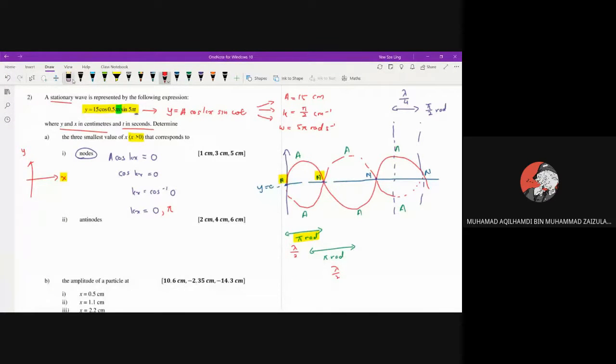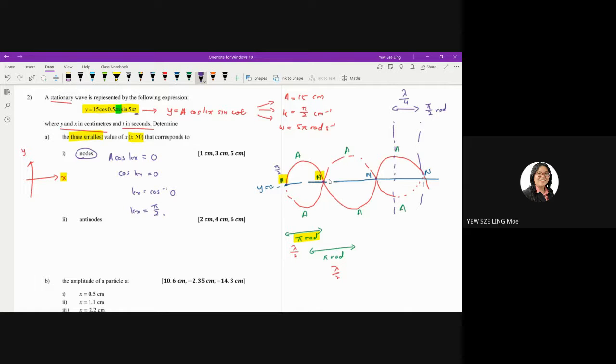Okay, so cos negative 1 of 0 is 90 degrees, which is pi over 2 radian. My bad. So pi over 2 radian. So this first value is fine. But the question is asking for the 3 smallest values, so pi over 2 itself is not enough. You need the following positions. The first position that we are going to use is pi over 2 radian.